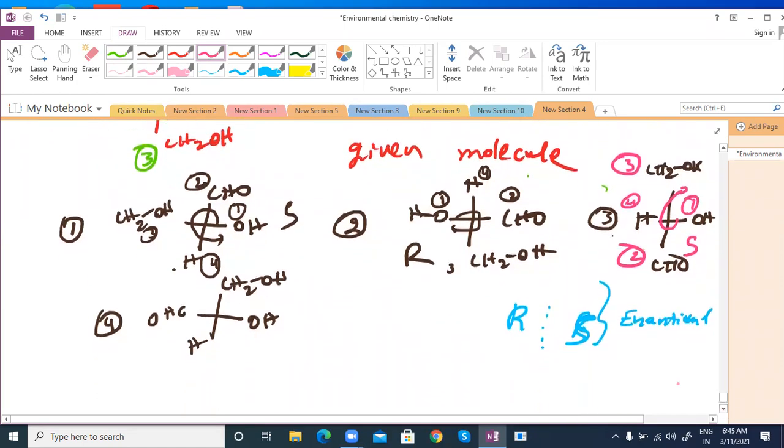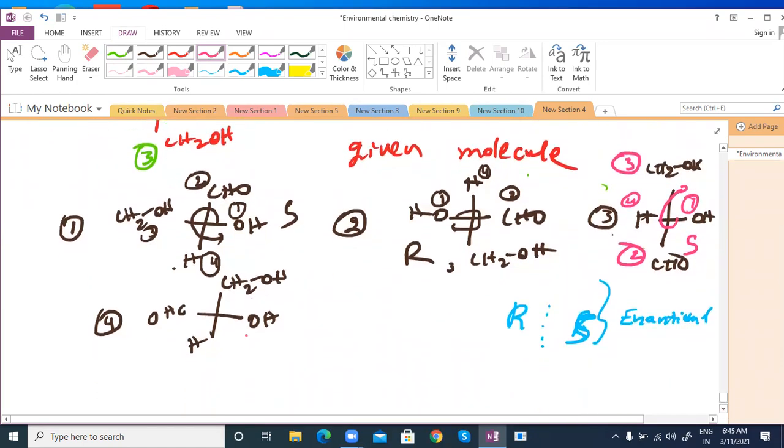Then the fourth one, sir, 1, 2, 3. I think clockwise direction. And the least priority is at horizontal only. Sorry, vertical line, no change. This is R. So how many are we getting here, sir? The answer: one is S, and the third also S. So these two are enantiomers of the given structure.